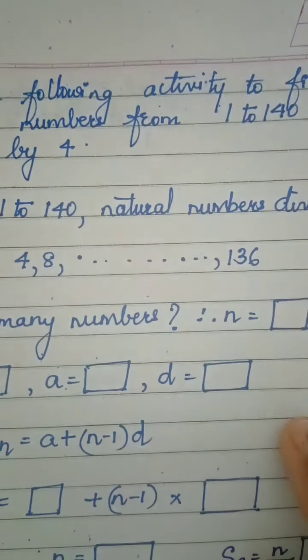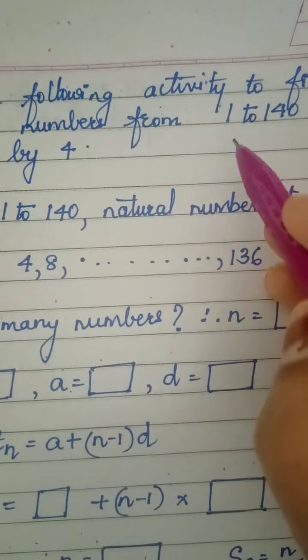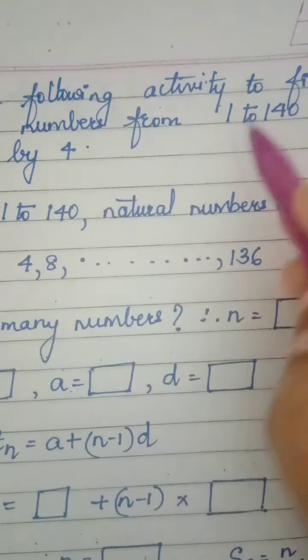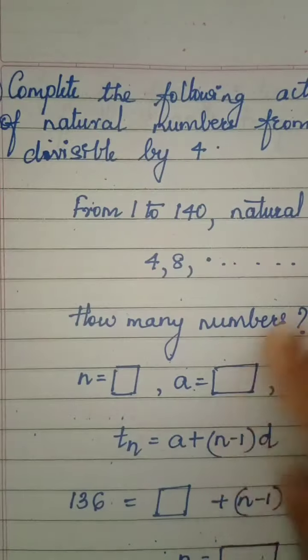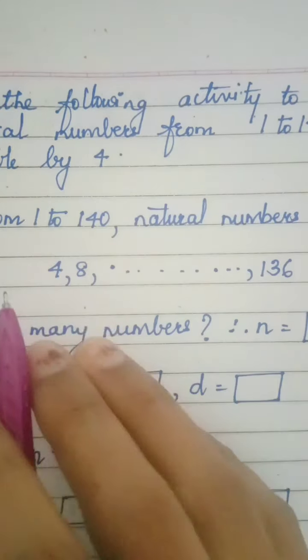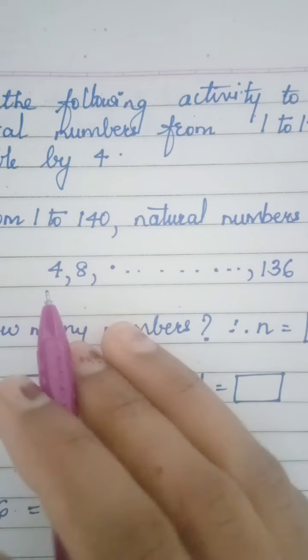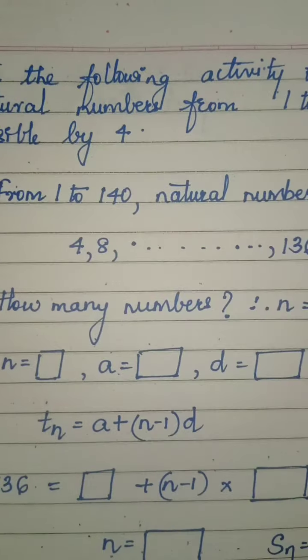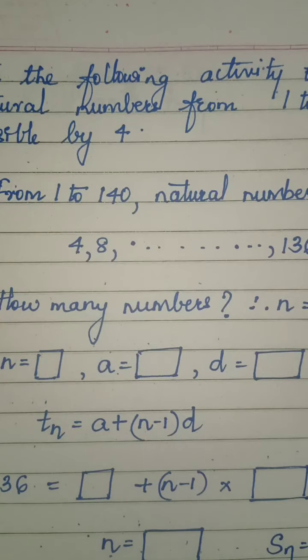Now, we all know that 1 is not divisible by 4. So 1 we can't take. 2 also we can't take. 3 we can't take. So the first number to start the AP will be 4. They have given it in the form of an activity, children. So we have to draw boxes wherever required. As you can see, I have also drawn the boxes.